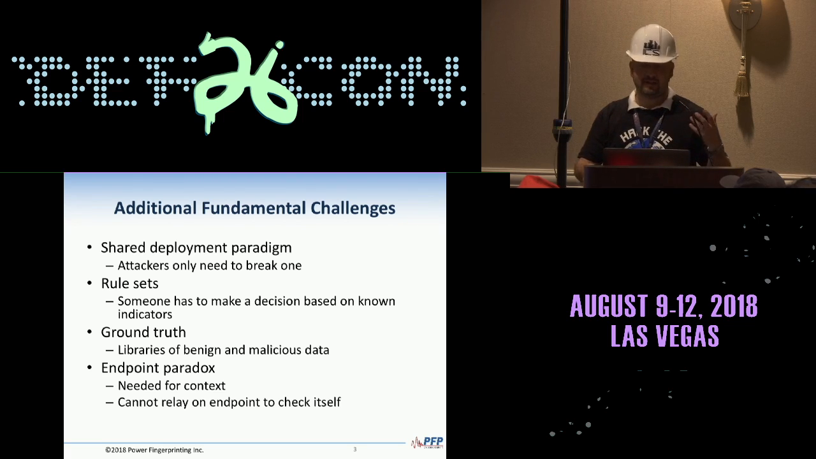Which means that it's a little bit like asking the fox how many chickens are in the hen house. Because the moment somebody compromises that endpoint, they can make the agent lie to you. So we have that paradox, as we call it, because you need to rely on the endpoint, but you cannot trust it.